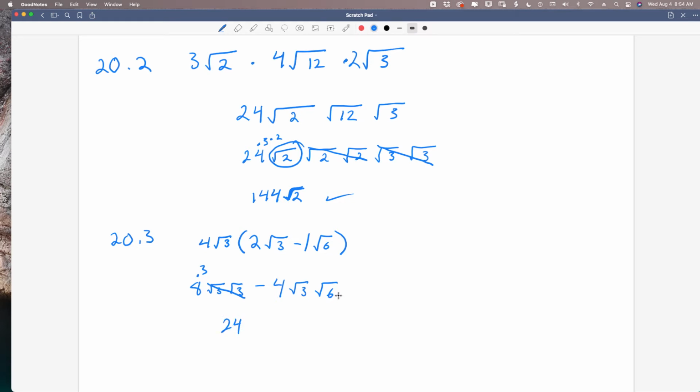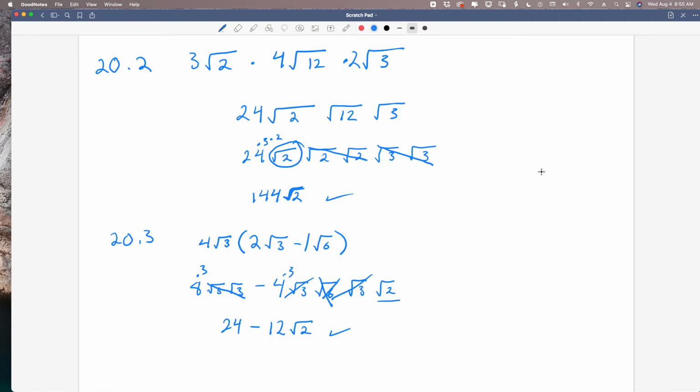And here, we know we can factor 6 into, let me change that to the square root of 3 times the square root of 2, right? So these two will cancel, and we're left with 4 times 3, that's 12 times the square root of 2, because that's our remainder. Does everybody see how we did that? Pretty straightforward, but that is our solution.